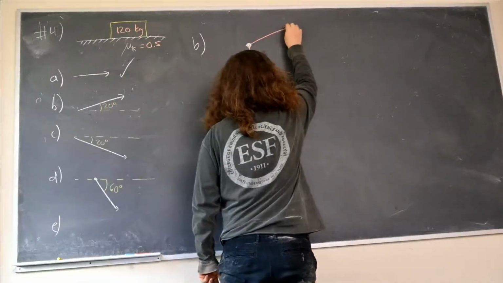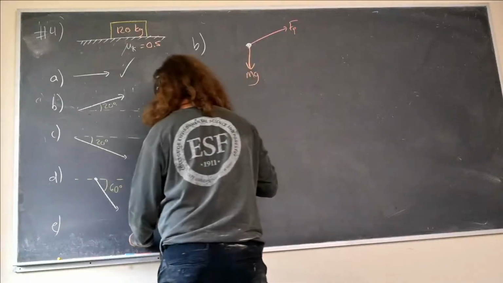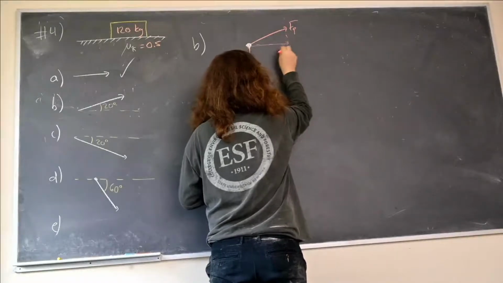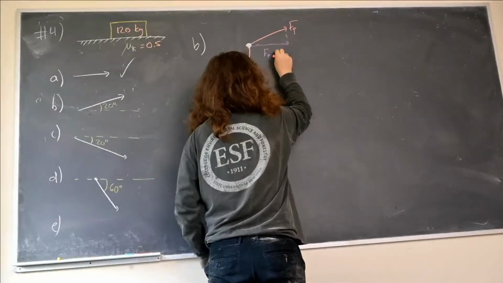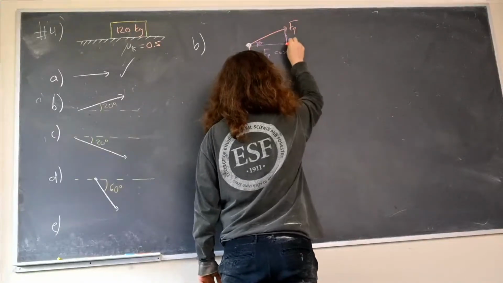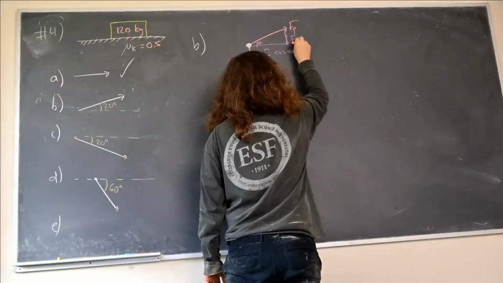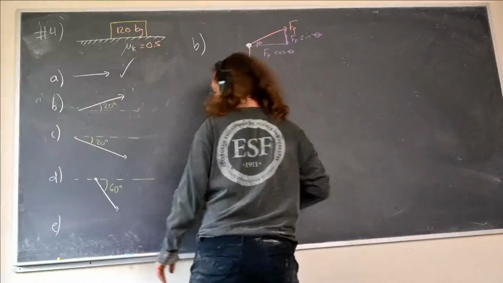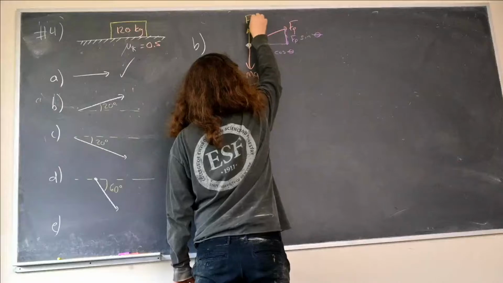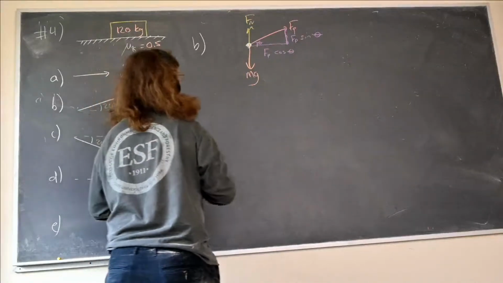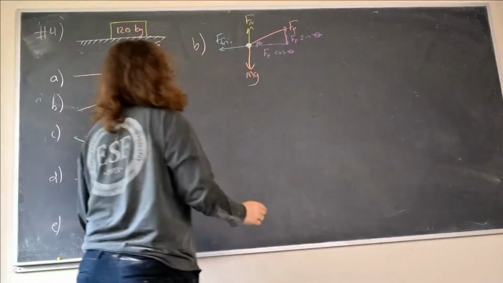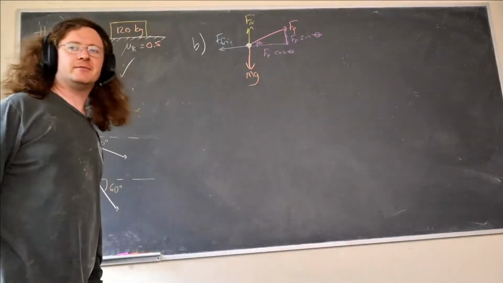The pushing force now goes up at an angle. So the x component is going to be Fp cosine theta. That's theta. This is going to be Fp sine theta. Again, I have a normal force going up, and I have a frictional force going to the left. These arrows are not to scale. How could they be? I don't know how big the forces are yet.